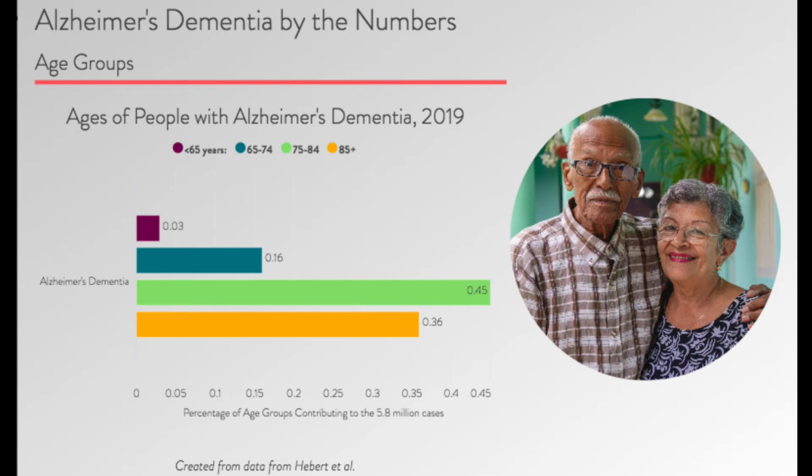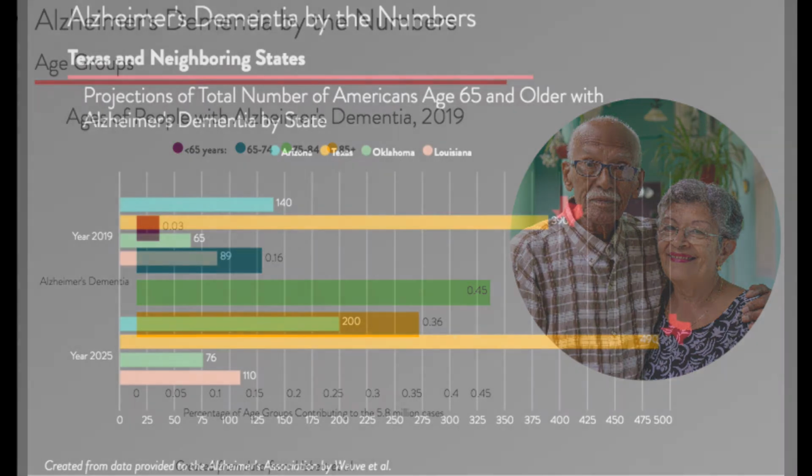Increasing age is an important risk factor in developing dementia. As noted previously, as of 2019, it is estimated that 5.8 million Americans live with Alzheimer's dementia. From this graph, we can see that the percentage of people with Alzheimer's dementia increases with age. Of the 5.8 million people, 4.7 million are 75 and older, and 5.6 million are age 65 and older.